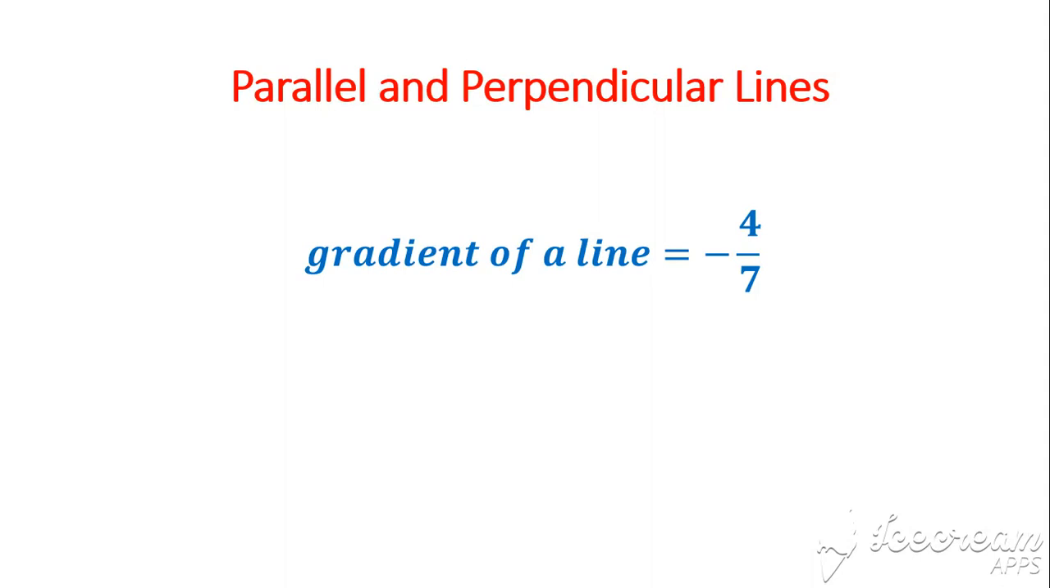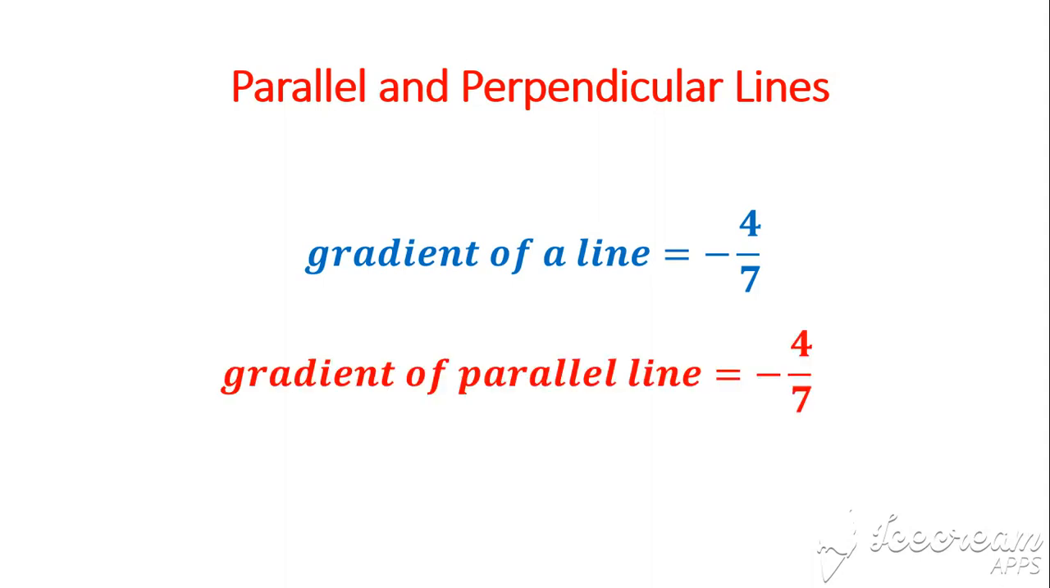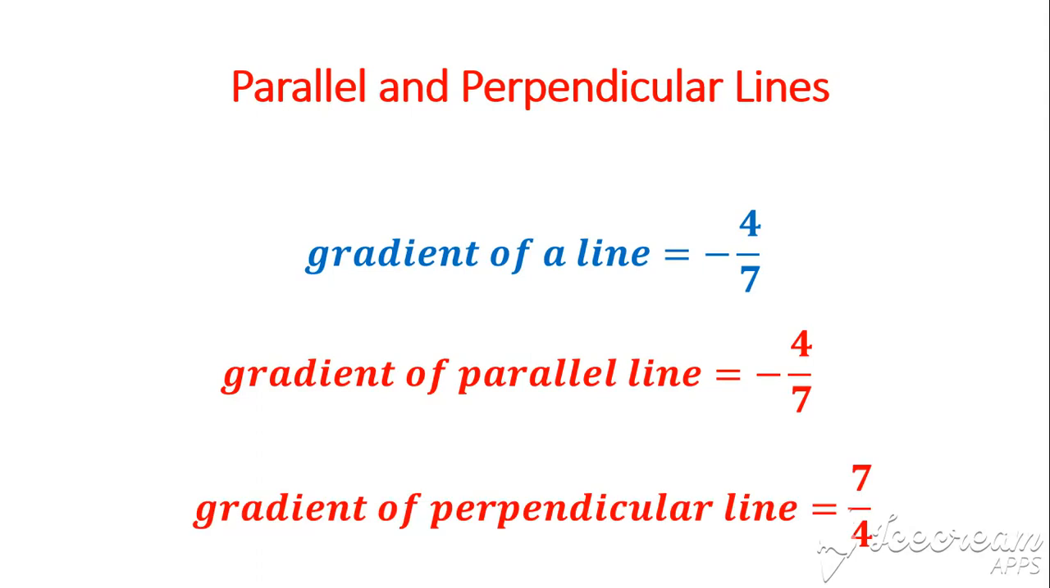The gradient of the first line is -4/7. So the gradient of a parallel line, that'll be the same as the first line. But the gradient of a perpendicular line, what we do is we swap the 4 and 7 over, and because it was negative, we make it positive.